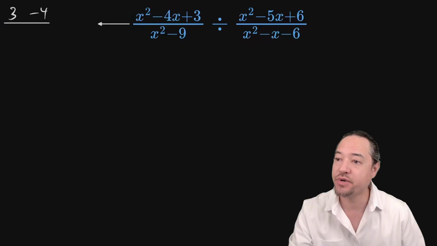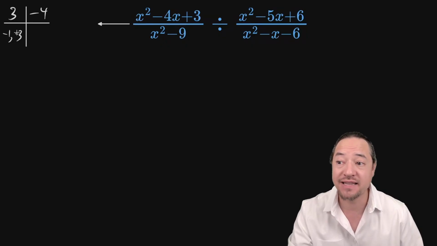The factors of 3 that add together to give us -4. Well, what's that going to be? I think that's going to be a -1 and a -3, right? If I multiply these together, I get 3, but if I add them together, I get -4. Okay, so this is what we're going to use here for the factors on the top.